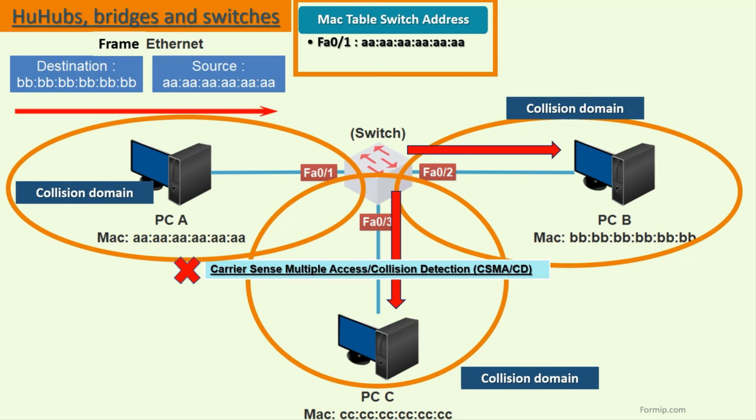Upon receipt of this frame, PCB sees its own MAC address in the destination field. So it deduces that this frame is intended for it. As for PCC, as it is not concerned, it will drop this frame. The PCB will therefore respond to the PCA, building a new Ethernet frame and sending it to the switch. It is at the reception of this one that the switch will learn the MAC address of PCB.